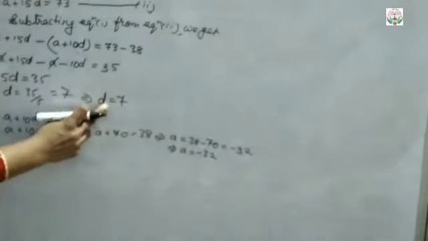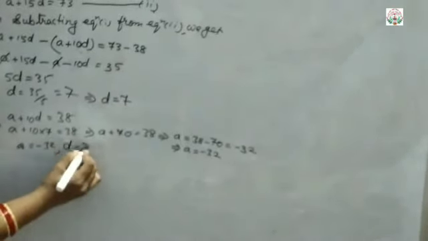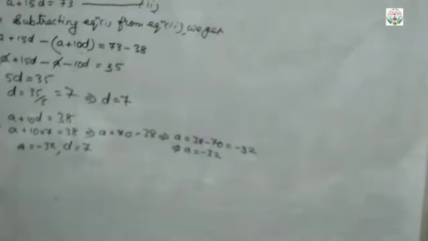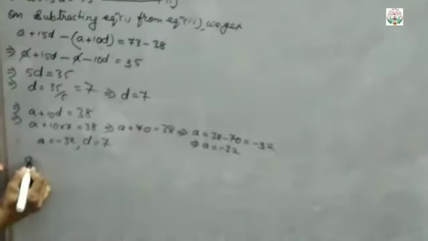Is it not? So now the A value, you can write implies A equals minus 32. Now A we got, D we got. So you can write therefore A is minus 32 and D equals 7. On simplification we got it. Now what are we going to find? A31.